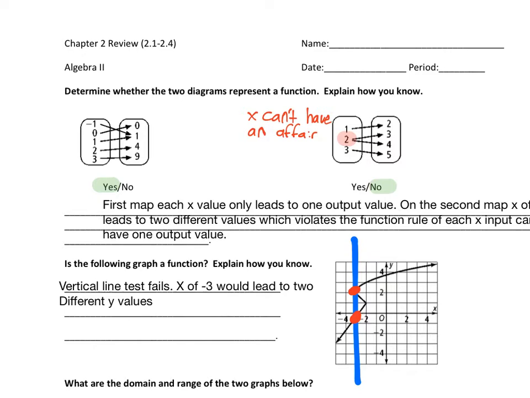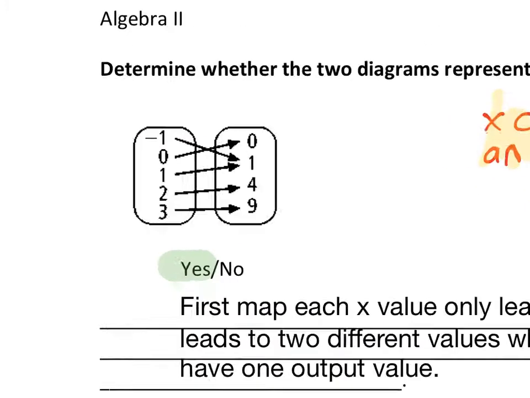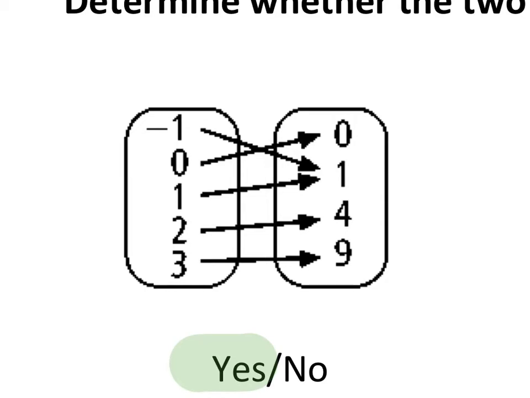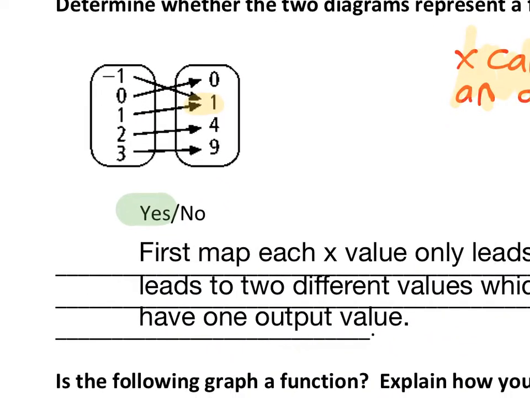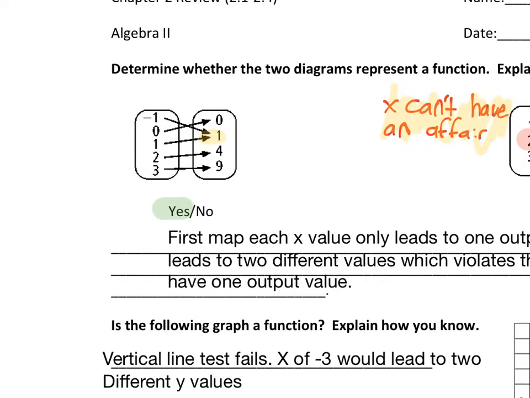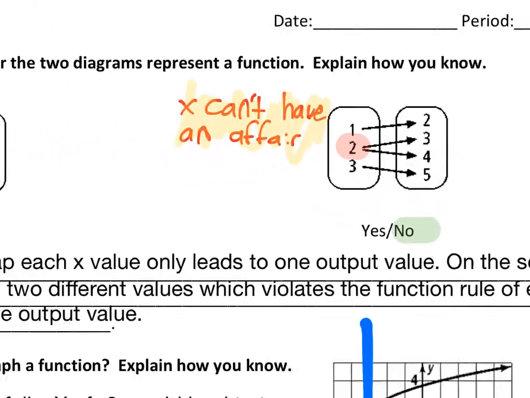So first part is determine whether the two diagrams represent a function. Explain how you know. This all hinges around the fact that x can't have an affair. So we're looking to make sure that each x value only has one arrow leading from it. It's okay if two things lead to the same y, that's fine. This first diagram, yes, you can see each x value only leads to one output, one y value. This one here though, this 2, is an x value and it leads to two different options. That's what makes it not a function.